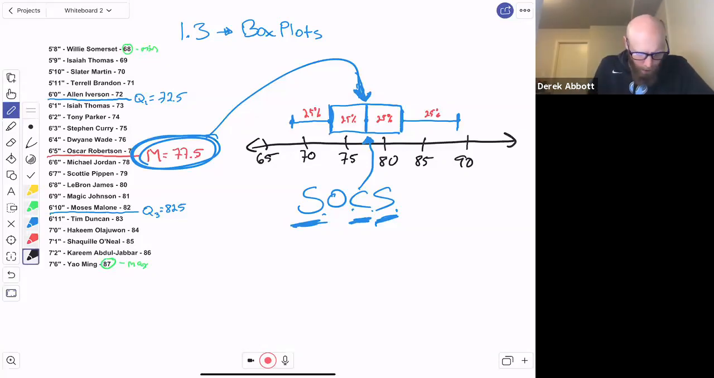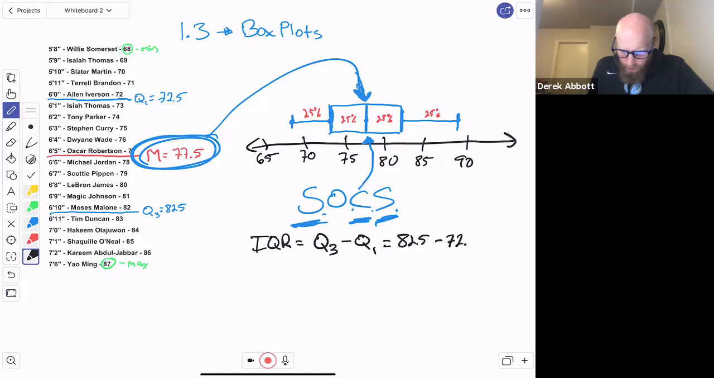Remember, the interquartile range is Q3, let me actually do this, IQR equals Q3 minus Q1. So in this case, Q3 is 82.5, Q1 is 72.5. It looks like our interquartile range happens to be a range of 10. That is the IQR right there.